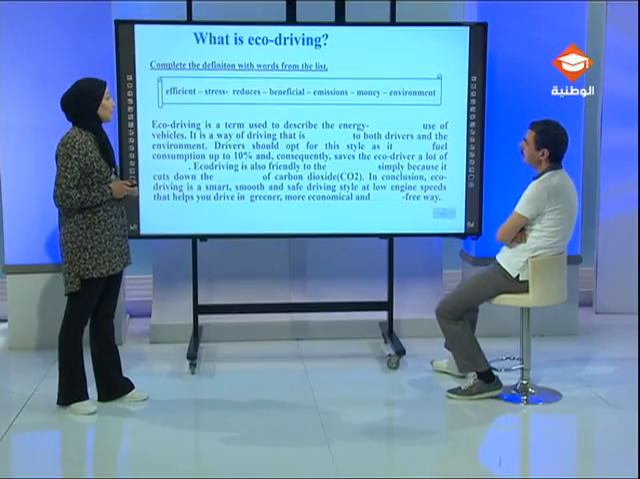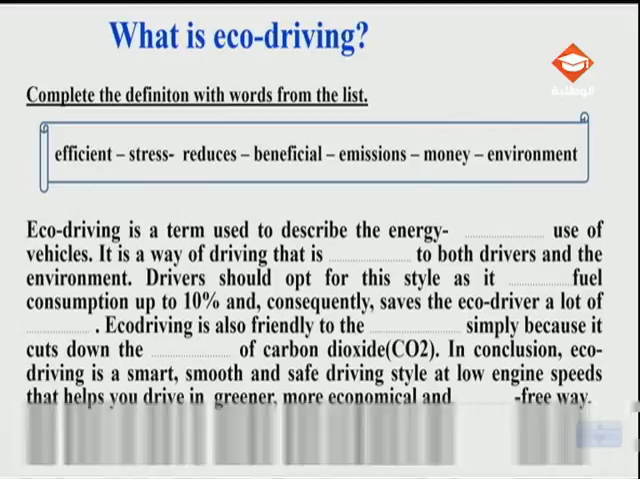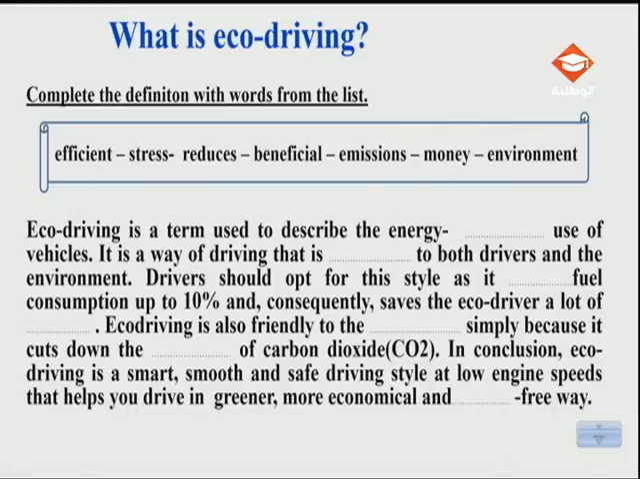Okay, that's interesting. Yes, the following paragraph already explains and defines what eco-driving is. You just have to complete it with words from the box. So can you please fill in the blanks with words from the box? I will try. And then you will understand, I think, what eco-driving is. Okay. So eco-driving is a term used to describe the energy efficient use. When it's a noun, we say use, Miss. Used when it's a verb, to use. Yes. Okay. Energy efficient use of vehicles.